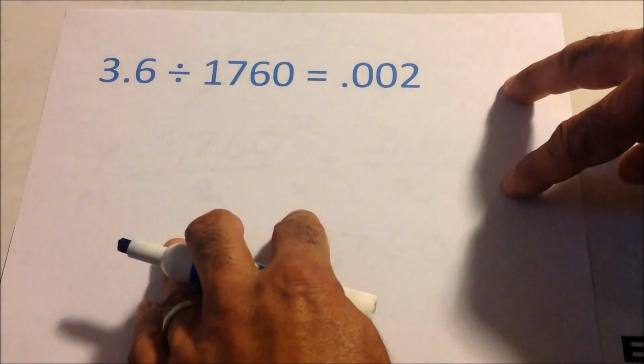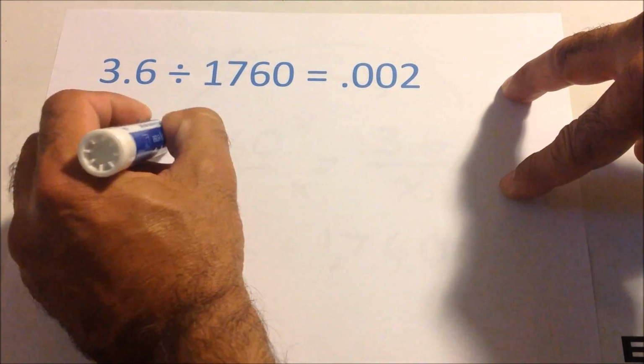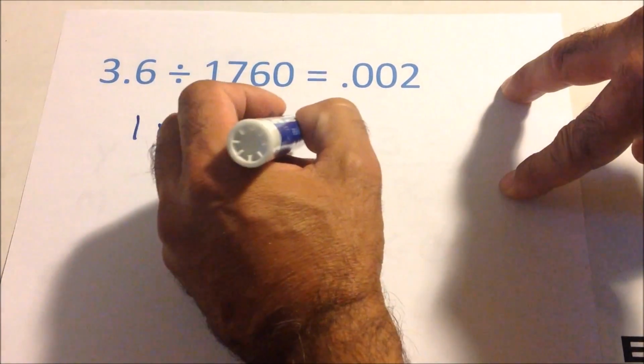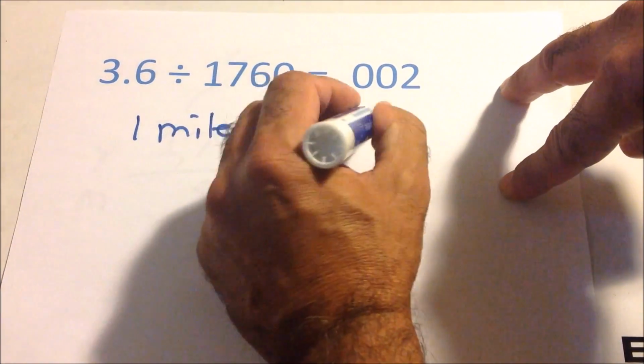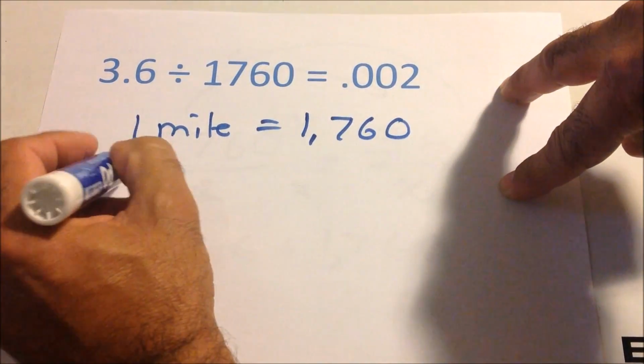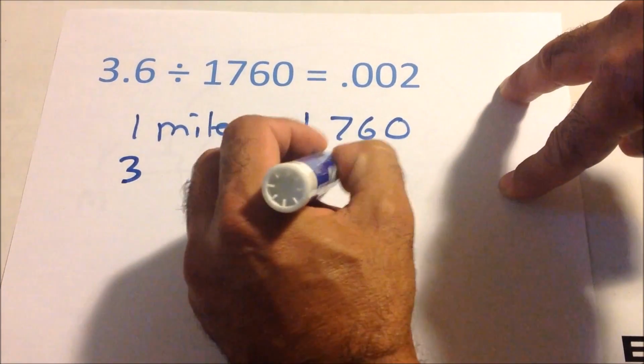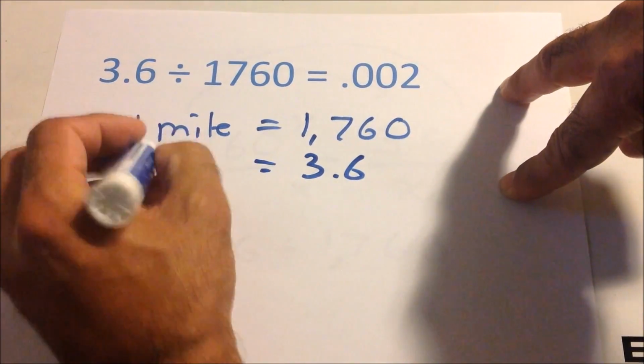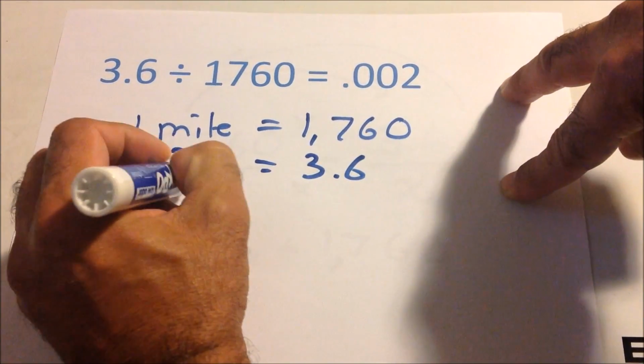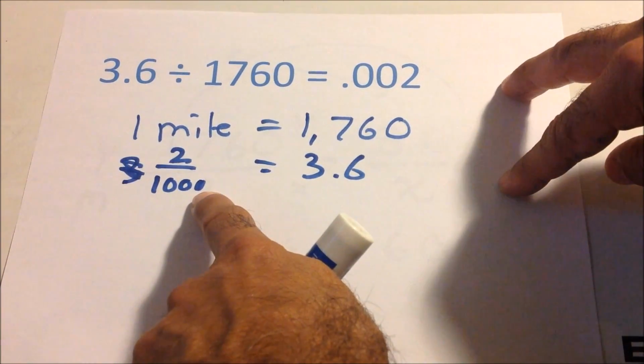So, if 1 mile equals 1,760 yards, then 3.6 yards would be 2,000th of a mile.